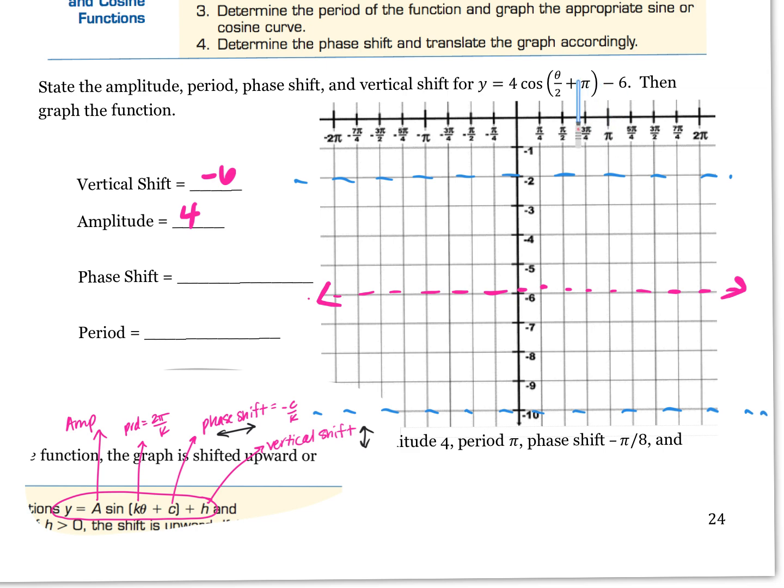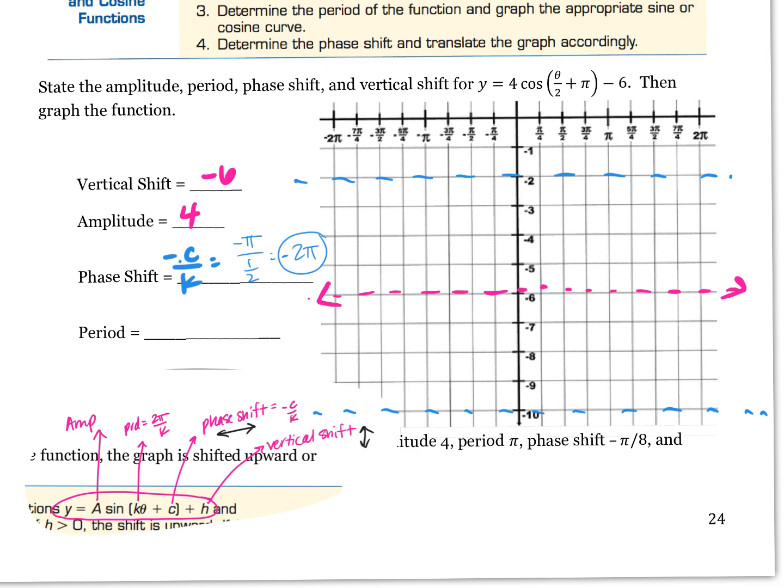Yeah, phase shift is negative c over k. Maybe you write yourself a little reminder. Negative c over k would look like negative pi over what? Negative pi over 1/2. Good job, Steph. My k right here is 1/2. What's dividing by half the same as? Multiplying by 2. So what's my phase shift going to be? Negative 2 pi. Thanks, Kurt. Negative 2 pi.